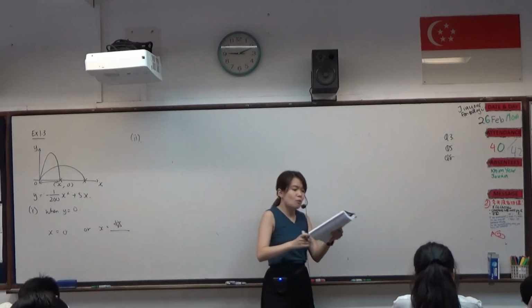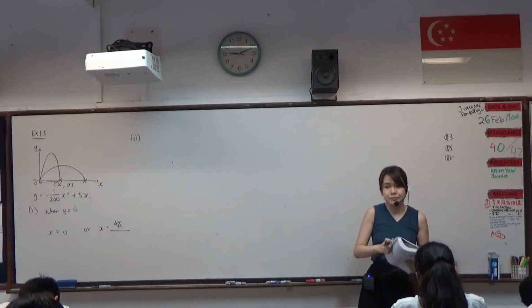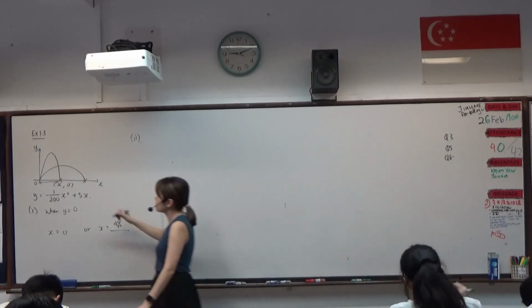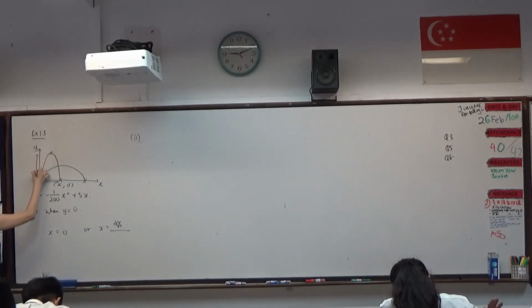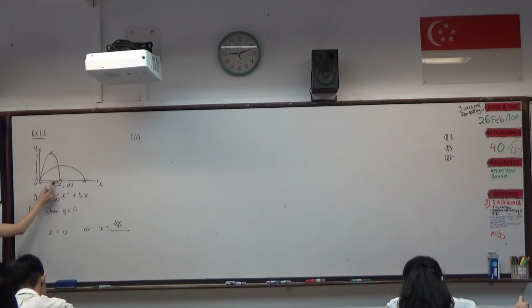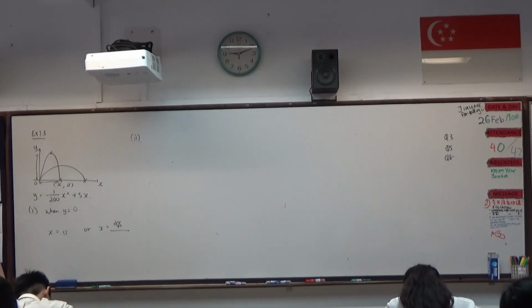Part 2, what is the maximum vertical height? Maximum vertical height means the turning point. In fact, it is the y coordinate of the turning point. So can we find the x coordinate of the turning point? We can, because I know the x-intercepts already from my answer in part I. The turning point is right in the middle of the two x-intercepts.